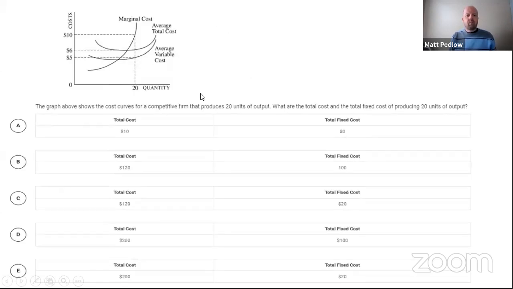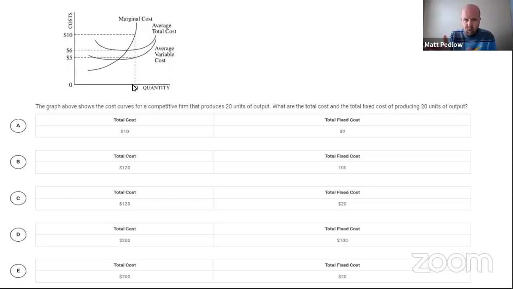Okay. One last multiple choice question. I believe this is the last one. Yep. The graph above shows the cost curves for a competitive firm that produces 20 units of output. Here we are in the graph. What are the total cost and total fixed cost? Once again, average fixed cost is not shown on this graph. Never. So don't say, well, I don't know.